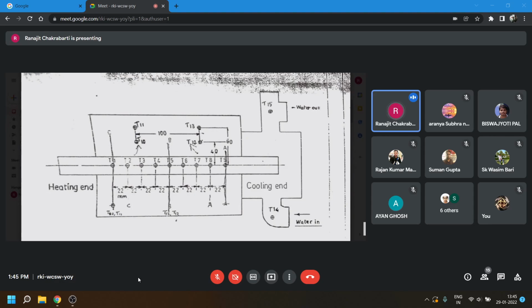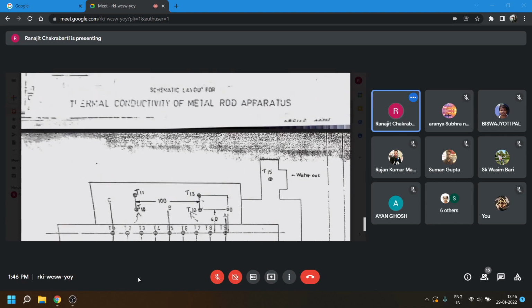I will do a heat balance equation under steady state condition. At section A, whatever heat is flowing out at section A, that is cooling section, cooling end, whatever heat is flowing out, that is Q dot A, Q suffix A, that is equal to minus K. K is the thermal conductivity at section A, area at section A, and dt dx at A. We can write like that. Let us see here.